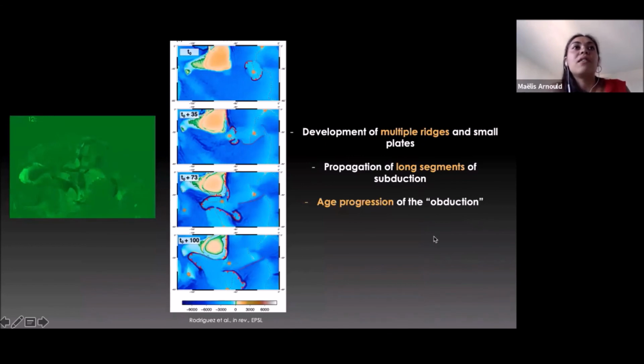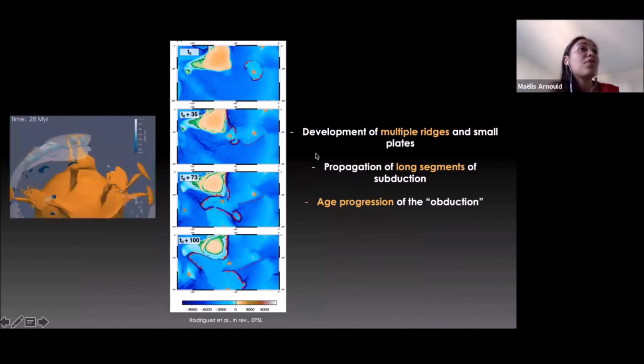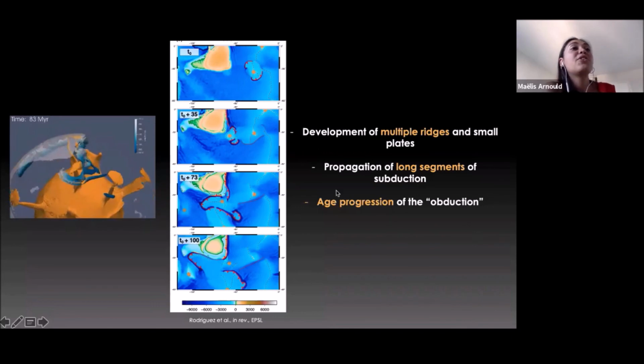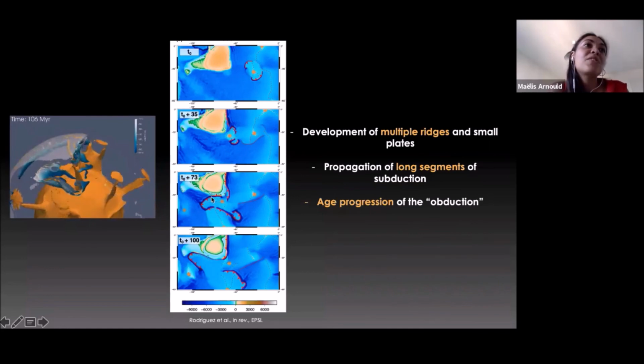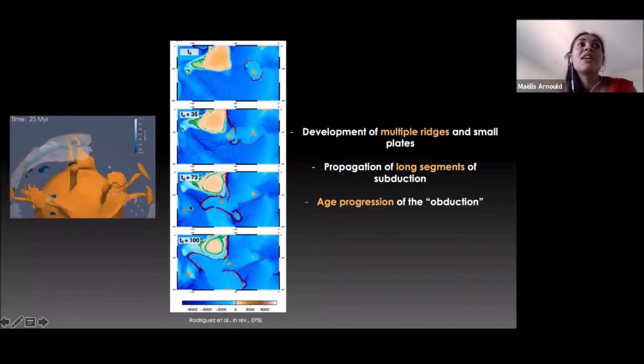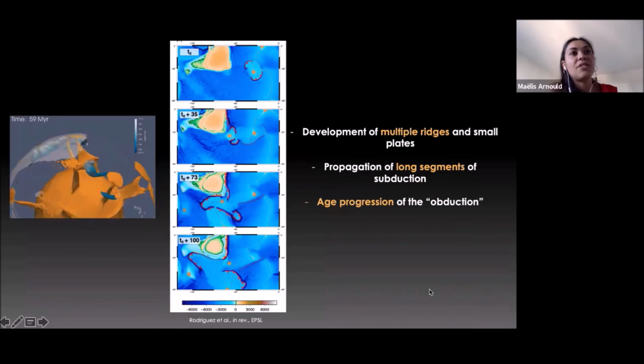And we can see also the propagation of long segments of subductions, which are those ones, for example, which started from this very small one. And we also have an age progression of the obduction, because the subductions deactivate along the margin of the continents once they reach them, and it's progressive towards this direction, for example.